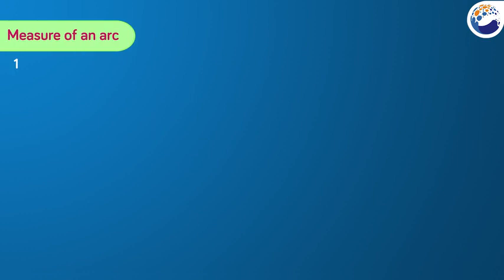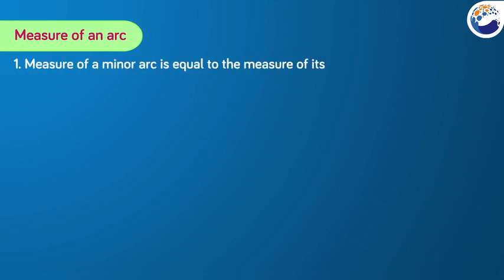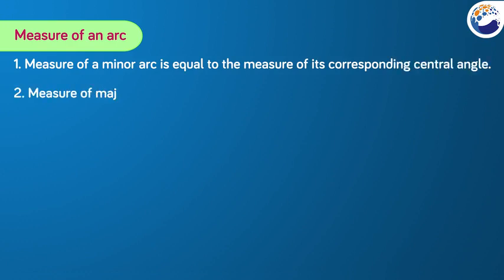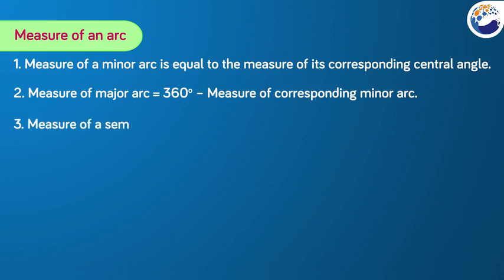Measure of an arc. 1. The measure of a minor arc is equal to the measure of its corresponding central angle. 2. The measure of a major arc is equal to 360 degrees minus the measure of the corresponding minor arc. 3. The measure of a semicircle arc is 180 degrees.